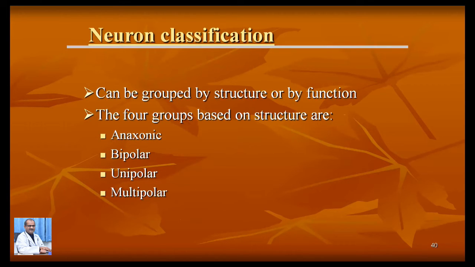And the classification of neurons is by their functions. There are four important groups, based on structure: anaxonic, bipolar, unipolar and multipolar neurons.